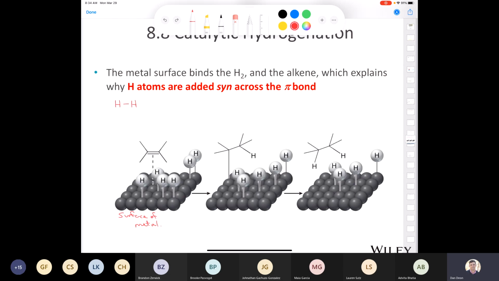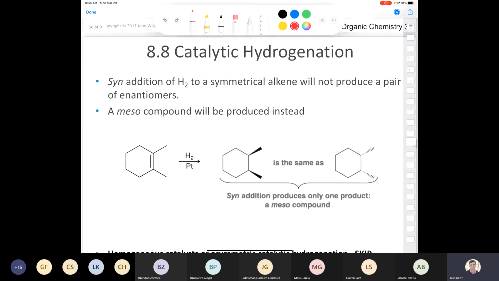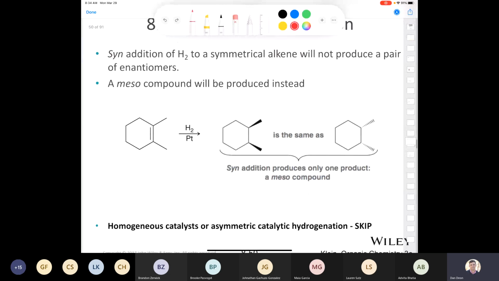That's the explanation of hydrogenation, and that explains why it's syn addition. Both of the hydrogens are added to the same side of the double bond. And if you're wondering, hey, Mr. Dion, is that the same type of thing that we saw with the hydroboration oxidation? Yes, syn addition, the definition is still the same. We added both components to the same side of the molecule.